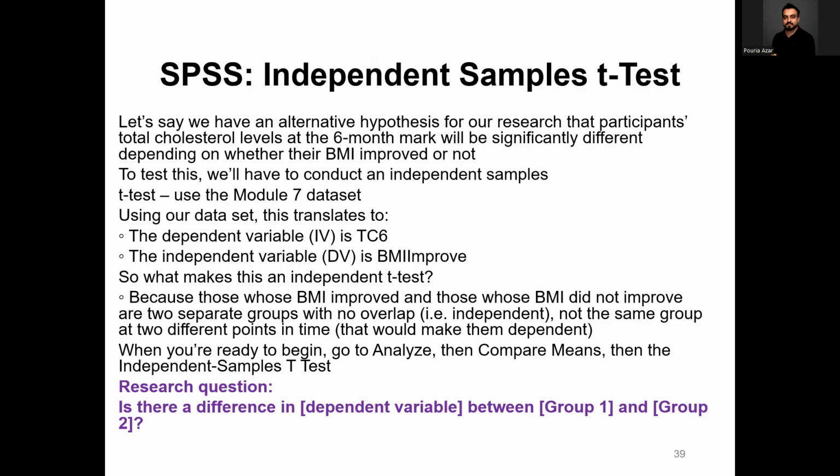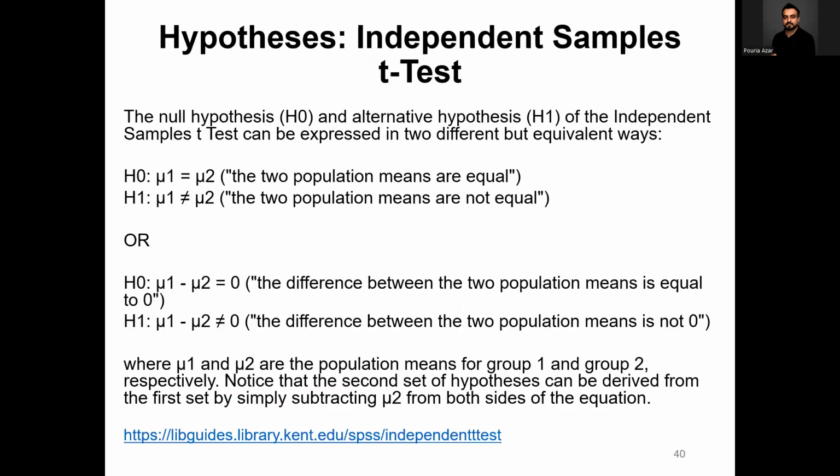So what makes this an independent t-test? Because those whose BMI improved and those whose BMI did not improve are two separate groups with no overlap. In other words, they are independent from each other, not the same group at two different points in time, which would make them dependent. So in order to analyze it, I will go to Analyze, Compare Means, and then I will choose Independent Samples t-test.